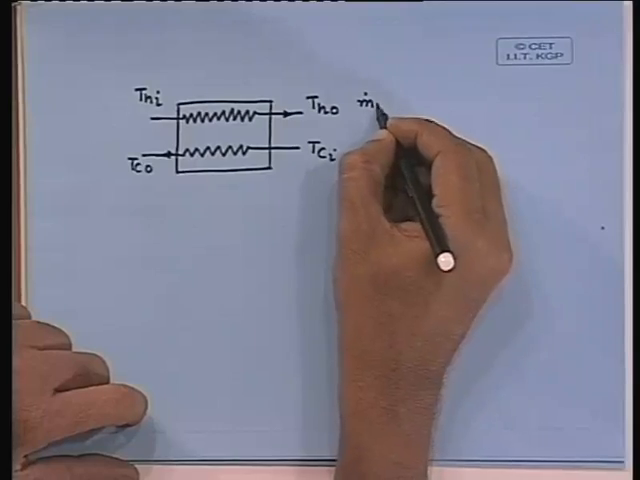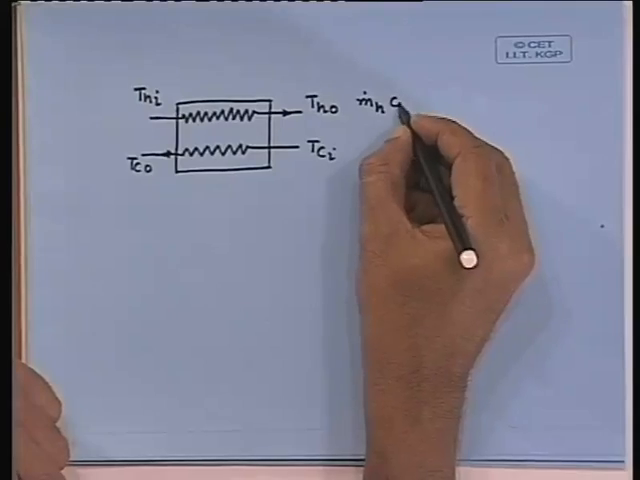So, for that one has to know what the medium is and what the property of the medium is. Let us say, for this, m dot H is the mass flow rate of the hot fluid, and Cph is the specific heat of the hot fluid. Then m dot C is the mass flow rate of the cold fluid, and Cpc is the specific heat of the cold fluid.